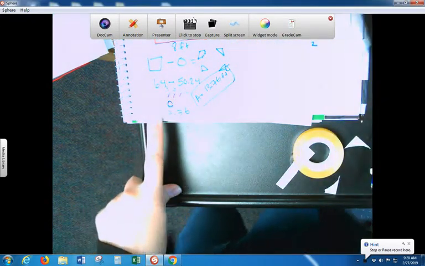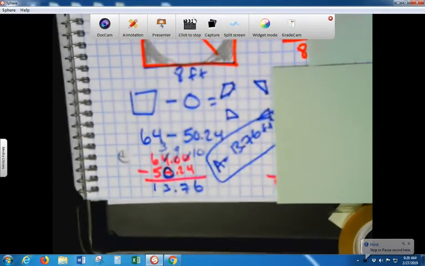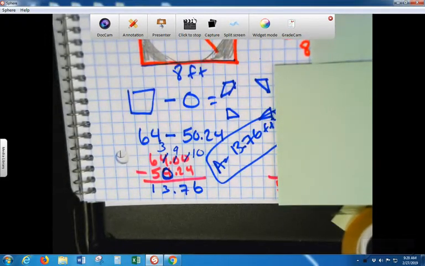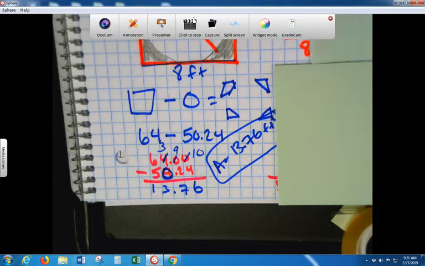Let me zoom it in. Okay, so 64 represents the area of the square. 50.24 represents the area of the circle that I removed. What's left over are the shaded parts, and that's 13.76 feet squared. Wow. Ain't that cool? Yeah, for me it's pretty cool.